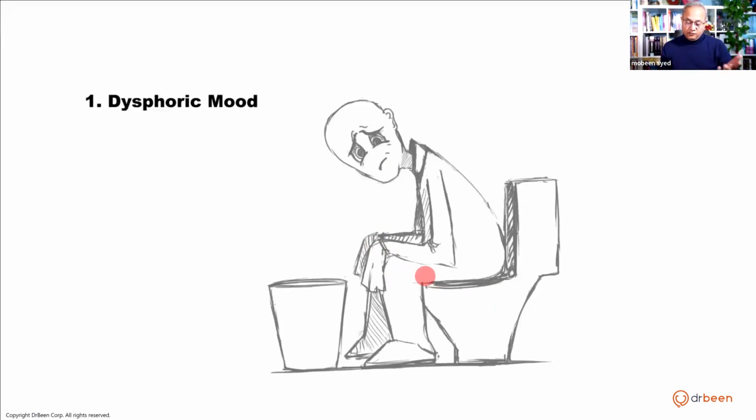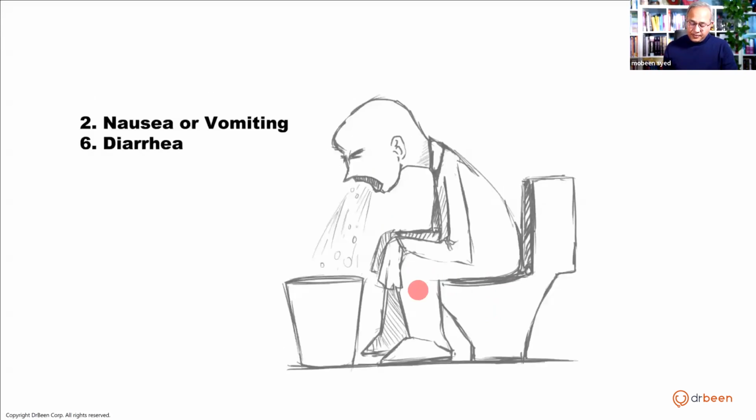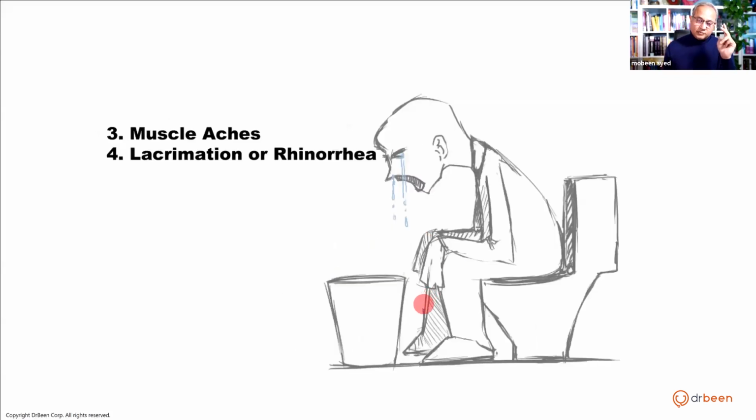So even over here, if somebody has dysphoria and then nausea or vomiting and diarrhea, we already have 3 symptoms. So 3 or more. Then number 3, muscle aches. Number 4, lacrimation. Lacrimation is the tears coming from the eyes, or rhinorrhea, that is the fluid dripping or coming out of the nose. So rhinorrhea or lacrimation is one, and muscle aches is another.